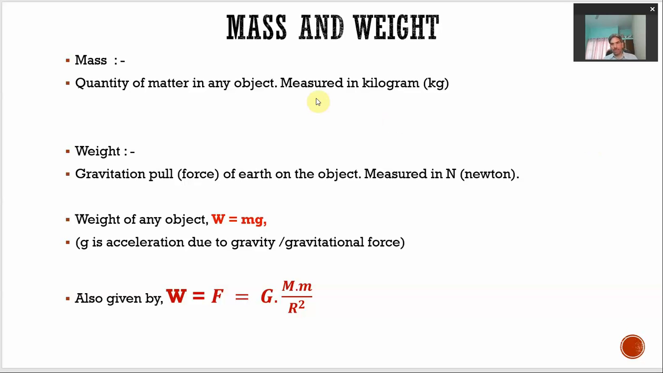So what is mass? You may have read already in your earlier classes that mass is nothing but the quantity of matter which an object has in it, right? Quantity of matter is composed of atoms. So it depends upon how many atoms an object has. This together makes the total mass of the object. So in a simple way, the quantity of matter in any object is called the mass of that object.